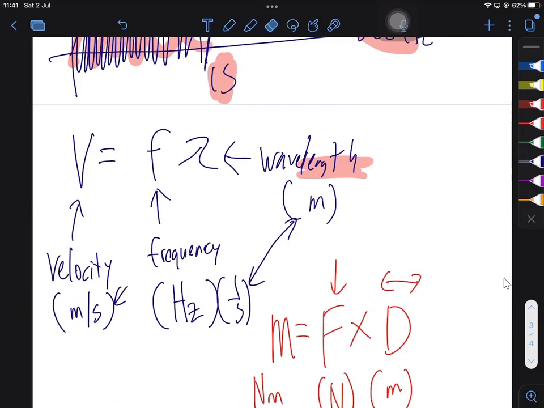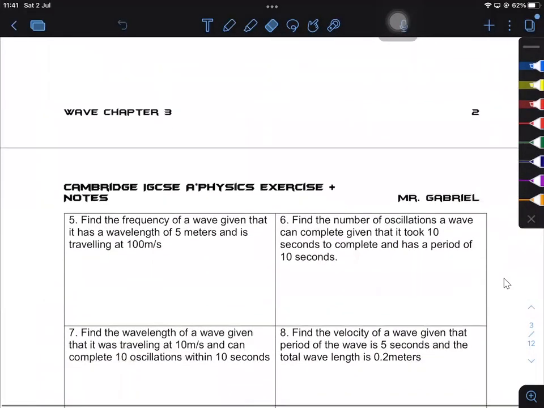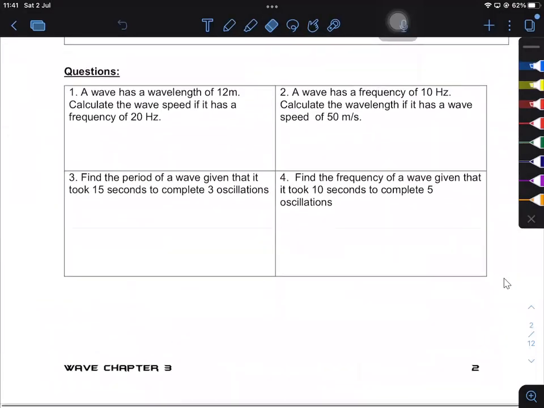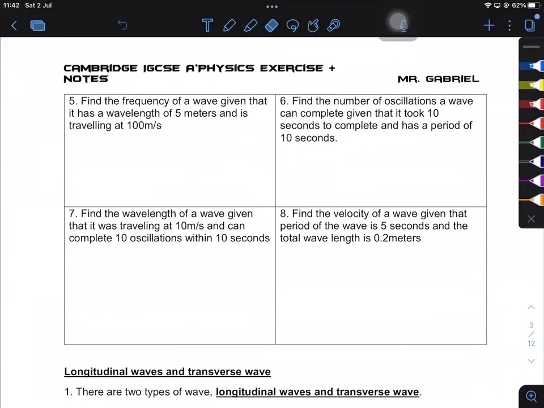Please start doing the questions at the bottom. You have exactly 10 minutes or less. 10 minutes, start doing the questions right now. Oh my God. For those who are online, why didn't you request for the soft copy?